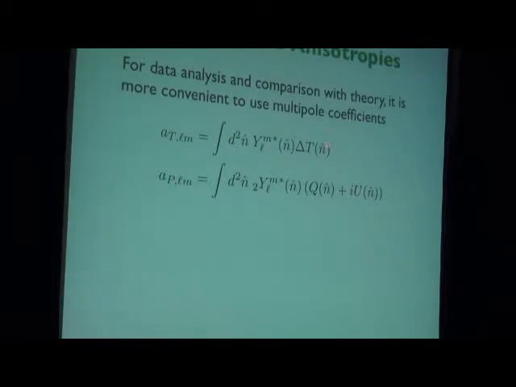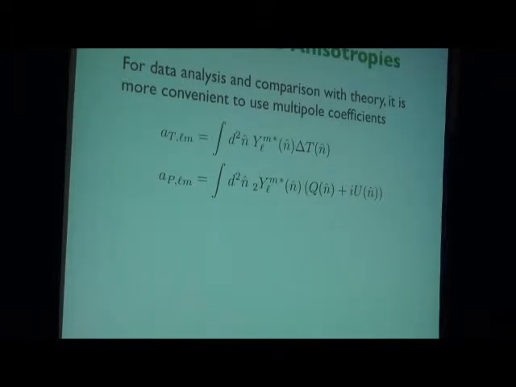For the temperature perturbation, this is a function on the two-sphere, so the natural thing to do is to decompose it in terms of spherical harmonics. These are the expansion coefficients, or alternatively, you obtain the expansion coefficients by integrating your function on the two-sphere against the spherical harmonics.